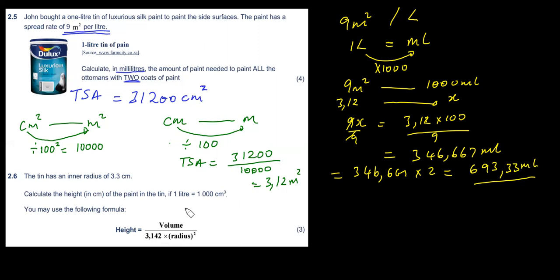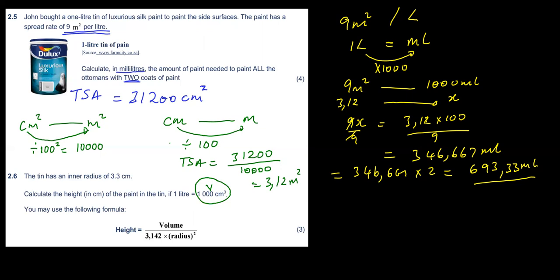So what is it that we need to notice here? We want to check 1 liter. We want to calculate everything here in centimeters. So we must make sure that we convert. The tin has an inner radius of that. Calculate the height of the paint in the tin if 1 liter is equal to that. So here we've got 1,000 cubic centimeters as our volume. So this is our volume.